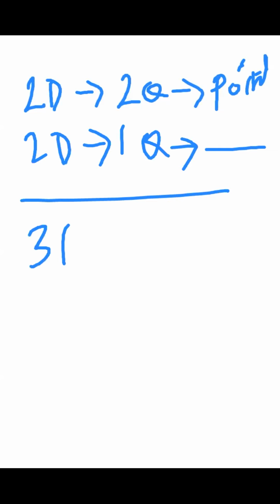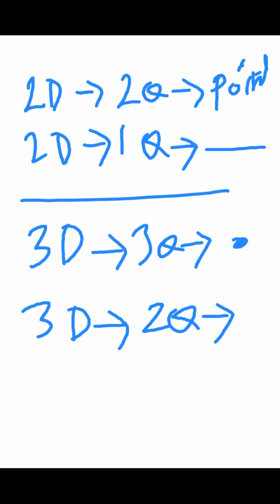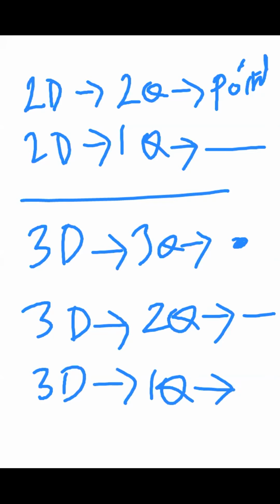Similarly, in a 3-dimensional coordinate system, if 3 quantities are given, that is a point. In a 3-dimensional coordinate system, if 2 quantities are given, that is a line. Okay, now I'm asking you another question. In a 3-dimensional coordinate system, if one quantity is given, what will you get?